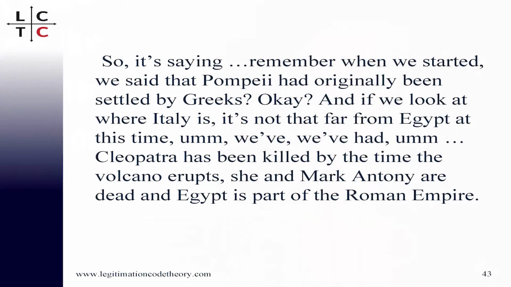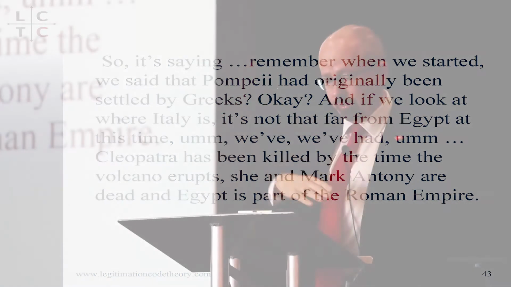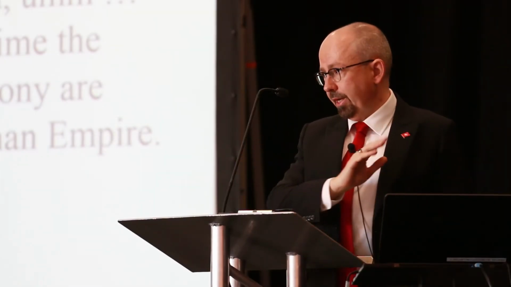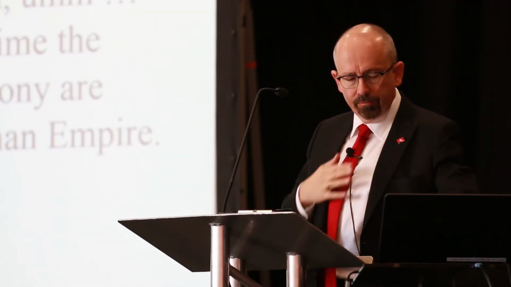Pompeii had been settled by the Greeks and everyone was dead. Cleopatra had been killed, Mark Antony is dead, Egypt's part of the Roman Empire. So in terms of the semantic profile, it's all down so far, all downwards. But then she starts moving up again, up and out of these contexts.